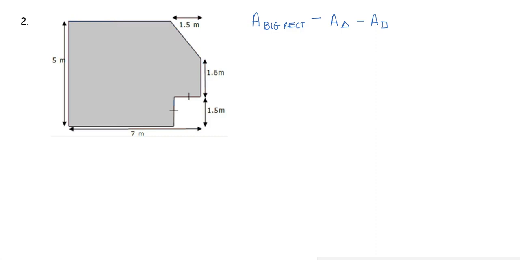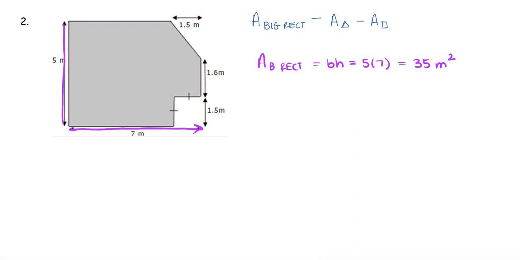So we're going to start with that big rectangle. So the area of our big rectangle. When I look at the bottom, I have this arrow, and that arrow is showing that the entire length of the base is 7, and we have this arrow telling me that the entire height is going to be 5. So the area of our big rectangle, base times height, is going to be 5 times 7, giving us 35 meters squared. And then we've got some cutouts we've got to do here.